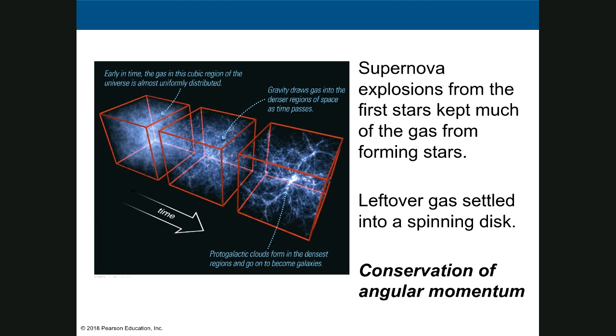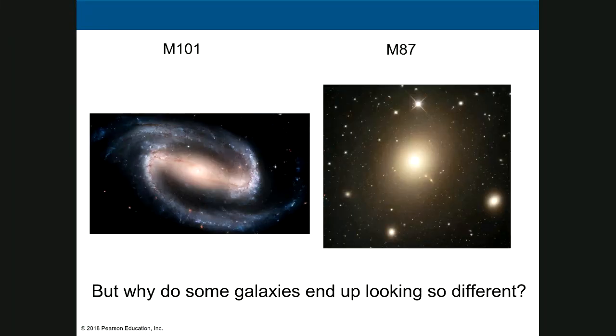And of course, the leftover gas: you might have your protogalactic clouds expand out from each other, get squished in, and then that angular momentum conservation will create those flat disks that we see. However, galaxies end up, as we saw, looking vastly different. Even among spiral galaxies, there was a ton of variation. So why do they end up looking so different?